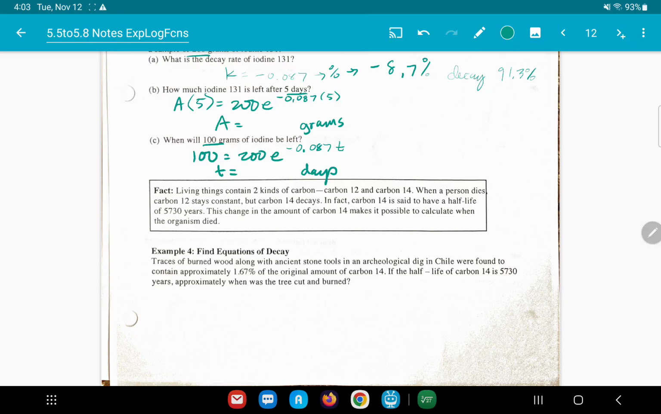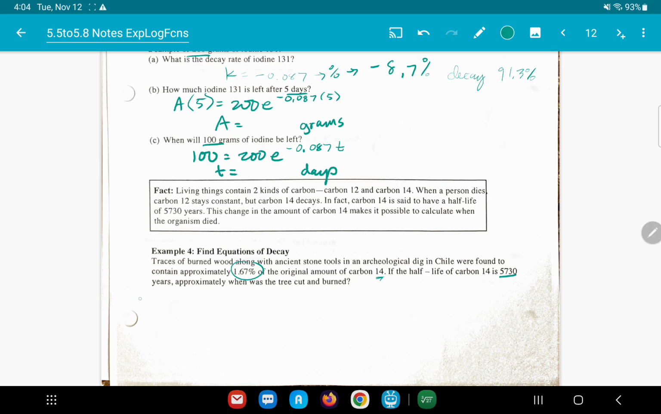Here it says, traces of burned wood along with ancient stone tools in a site were found containing 1.67% of the original amount of carbon-14. Again, this 14 is just excess information, saying this is carbon number 14 on the periodic table. The half-life of this is 5,730 years. Approximately when was the tree cut and burned? Let's go ahead and solve this. Again, we can solve it two ways. I'll show you the first way first.